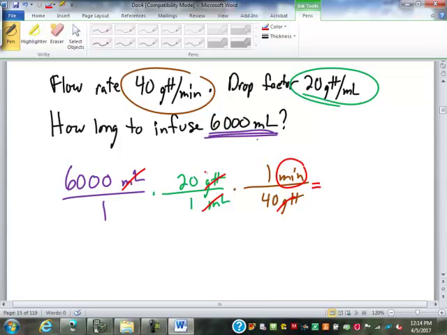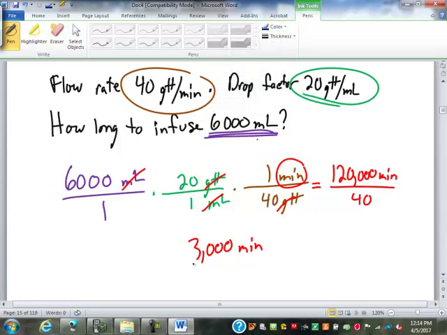So we've got 6,000 times 20 is 120,000 minutes. 1 times 1 times 40 is 40. So 120,000 minutes divided by 40 is 3,000 minutes.